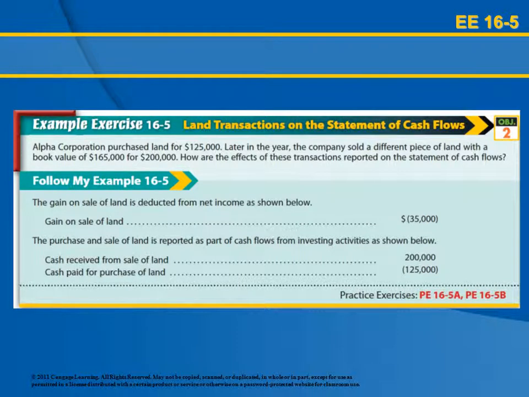Purchased land, $125,000. Later in the year, the company sold a different piece of land with a book value of $165,000 for $200,000. How does this affect the statement? So cash receipt, we sold the land for $200,000. We purchased the land for $125,000. That will all go in the investing section. The gain on that will go in the operating section. And remember, gains are subtracted.